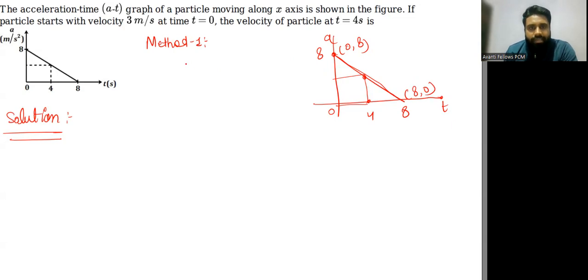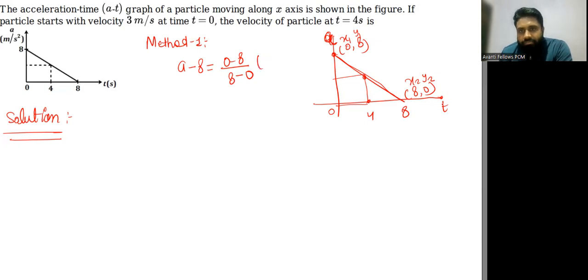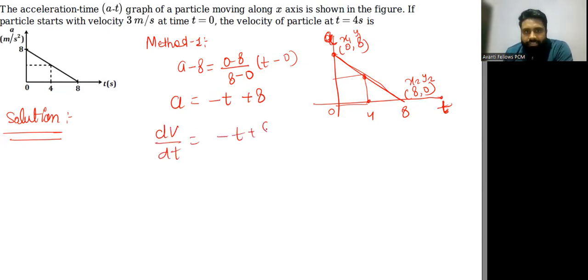So we are trying to write the equation of this line, which is y minus y1. Y we have taken as a. This is x1, y1, this is x2, y2. So a minus a1 is equal to y2 minus y1, which is 0 minus 8, divided by x2 minus x1, which is 8 minus 0, into x minus x1. We have replaced the x-axis with time, so it is t minus x1, which is 0. So you can say that a is nothing but minus t plus 8. Now you can write a as dv by dt equals minus t plus 8. dv is equal to the integration of minus t plus 8 dt.